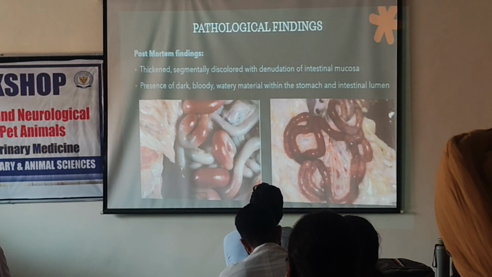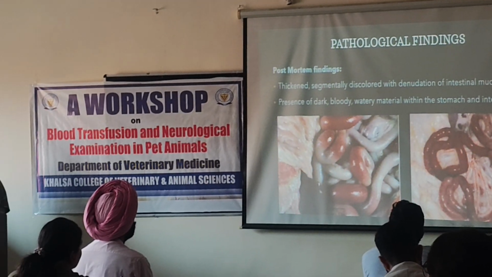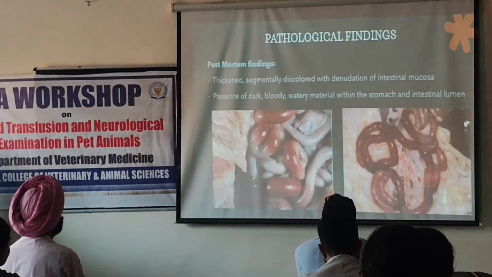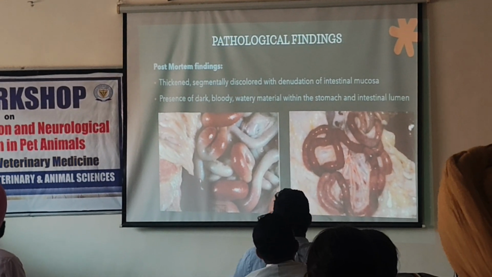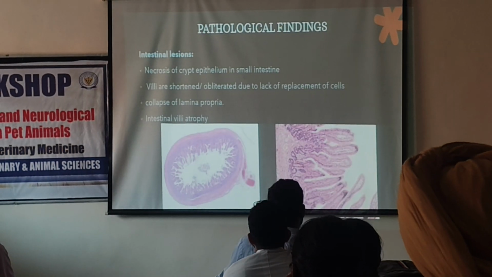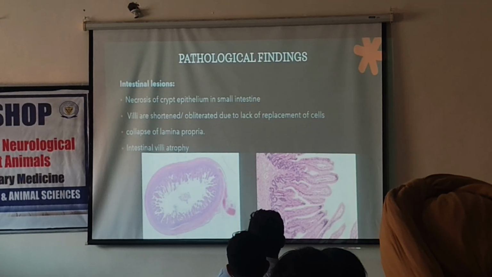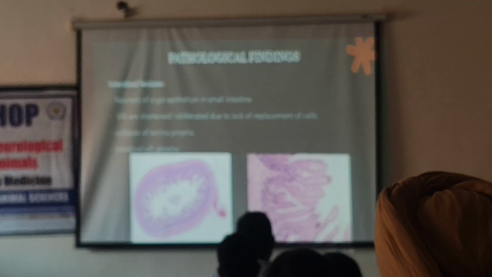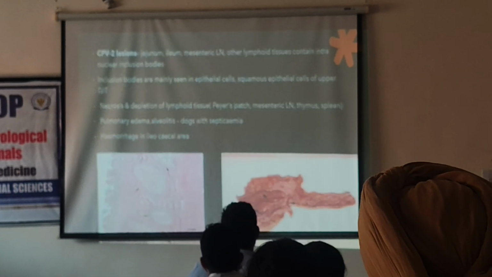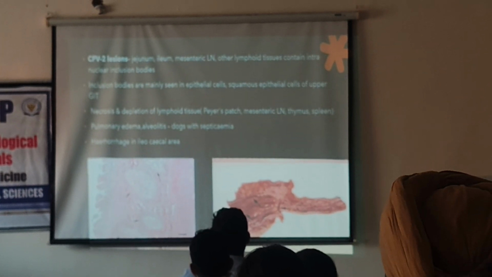Postmortem lesions: thickening and segmental discoloration with denudation of the intestinal mucosa, and presence of dark, bloody and watery material within the stomach and intestinal lumen. Necrosis of crypt epithelium in the small intestine, and villi are shortened, with collapse of the lamina propria and intestinal villi.